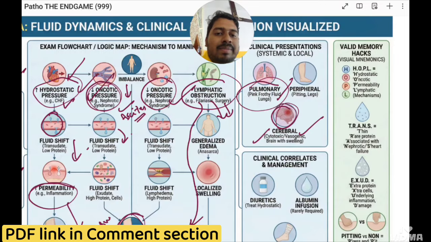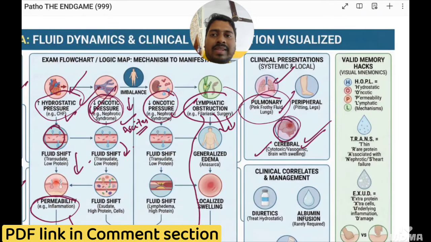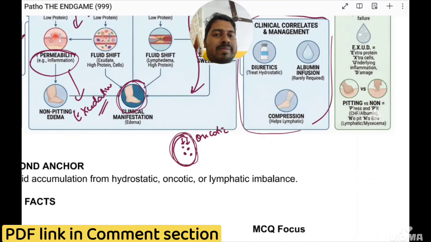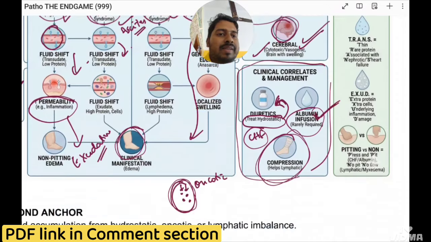Okay, there can be cerebral edema also. So these are separate sets which we are not discussing with respect to peripheral edema. Now coming to management, for any edema, things are simple. If there is increased hydrostatic pressure, like in congestive heart failure, you give diuretics, which will decrease the preload. If there is decreased oncotic pressure, we give albumin infusion. And for localized causes of edema, we use compression, as in lymphatic edema.